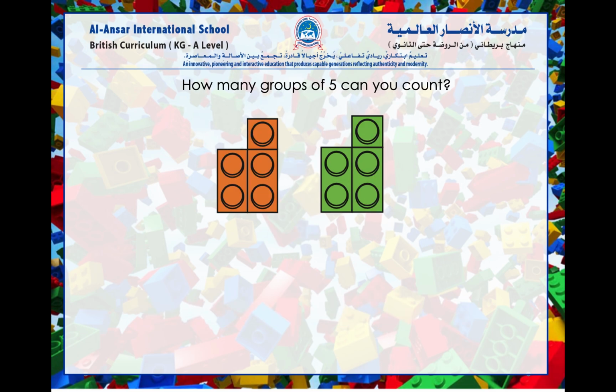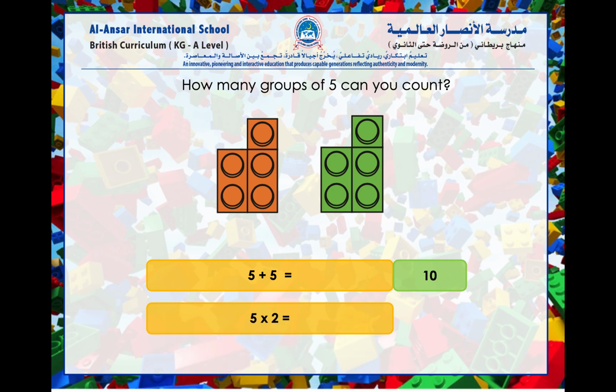Let's try this one. How many groups of 5 can you count now? Here we have 1, 2, 3, 4, 5. 1, 2, 3, 4, 5. So here we have two groups of 5. So we can say 5 plus 5 if we wanted to do repeated addition, which equals 10. Or to make it easier, we can say 5 times 2 equals 10.